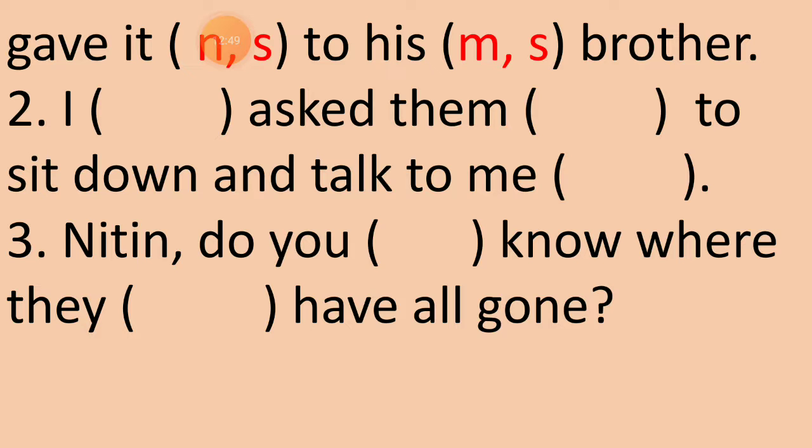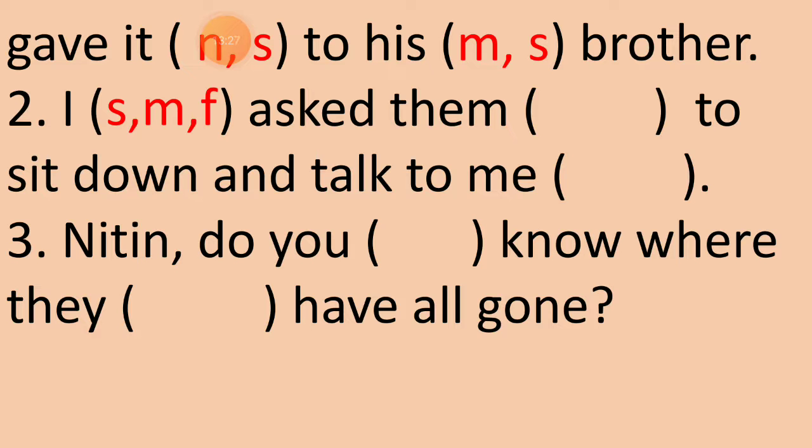Okay. Let's see the second sentence. I (ask) them (to) sit down and talk to me. Now I means what? It can be anybody, a boy or a girl. So we can say it's singular. So I means singular, M for male or F for female. We don't know whether a boy or a girl is speaking. So we have written here M or F.